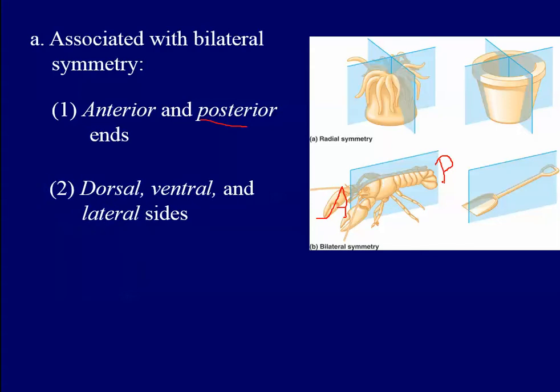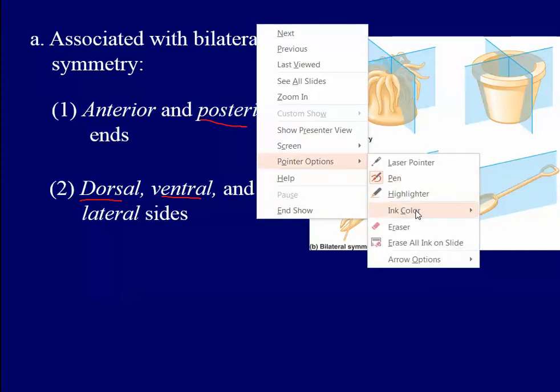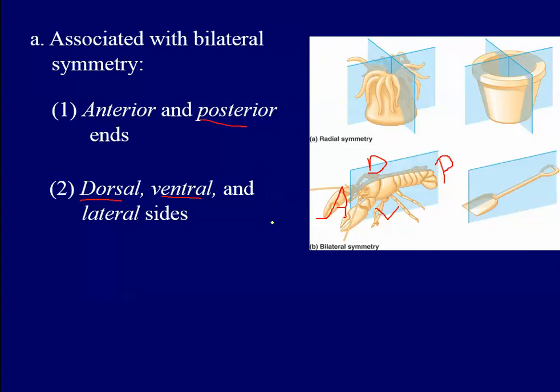Also associated with bilateral symmetry are the dorsal and ventral sides. So the dorsal side is the back side. In vertebrate animals, that's the side that your backbone runs down. Ventral is the stomach side. So if you are a student of French, you know that, for instance, ventre means stomach in French, so that's an easy way to remember that.